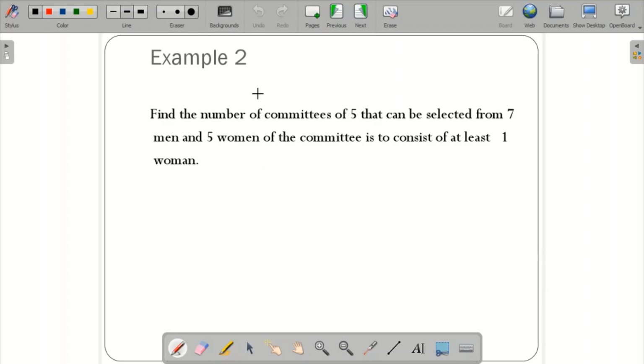Example 2: find the number of committees of 5 that can be selected from 7 men and 5 women.